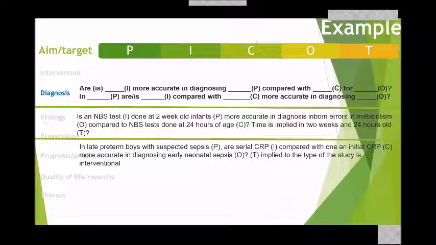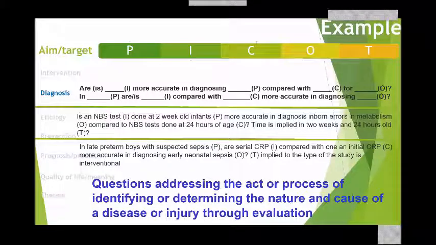And the time implies here the type of the study, which is, I won't say interventional, but I would say indicator. So the research question in diagnosis is addressing an act or process to identify, or sometimes determine, the nature or the cause of a disease or injury through an evaluation process.